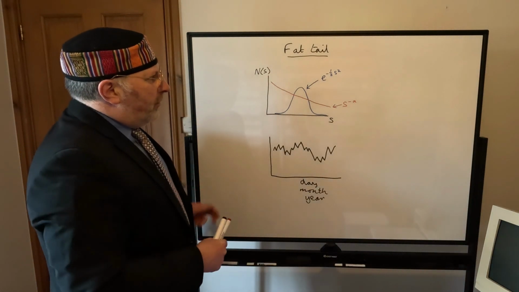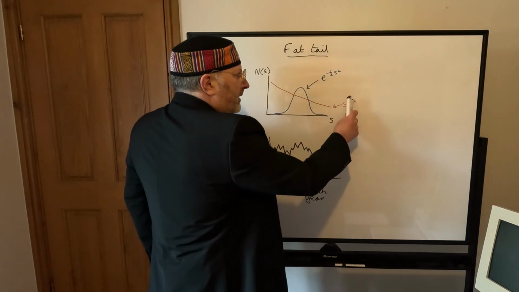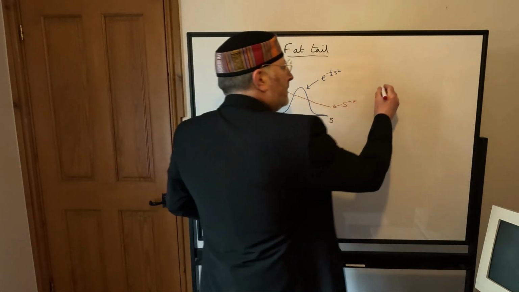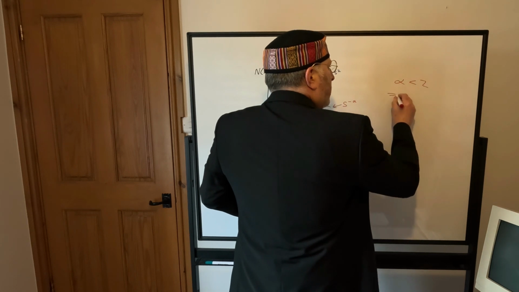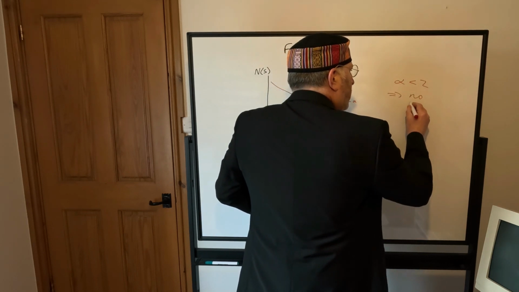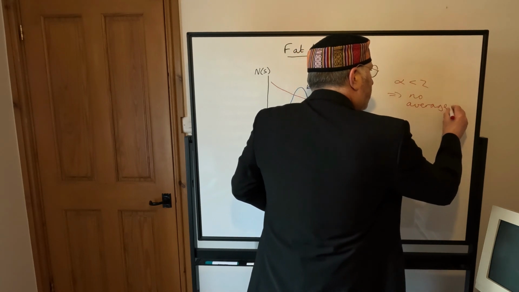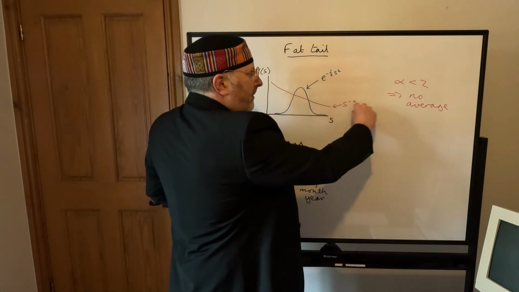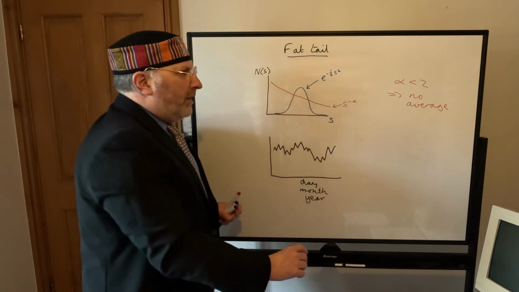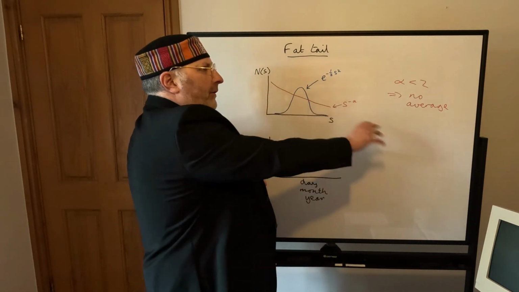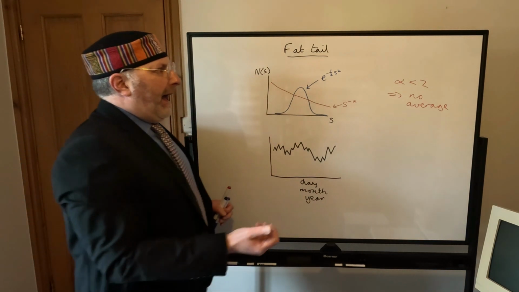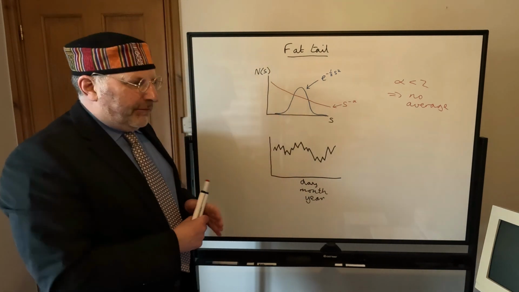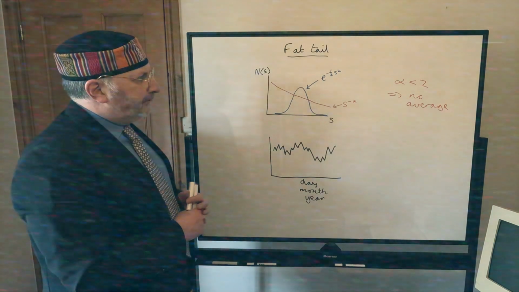And if the exponent in the power law is less than 2, then there is no average value, no mean value. It's because if the alpha is less than 2, this decays so slowly that very, very large values are still reasonably possible, and so the average in effect becomes infinite, and so there isn't even a defined average, or you could say the average is infinite.